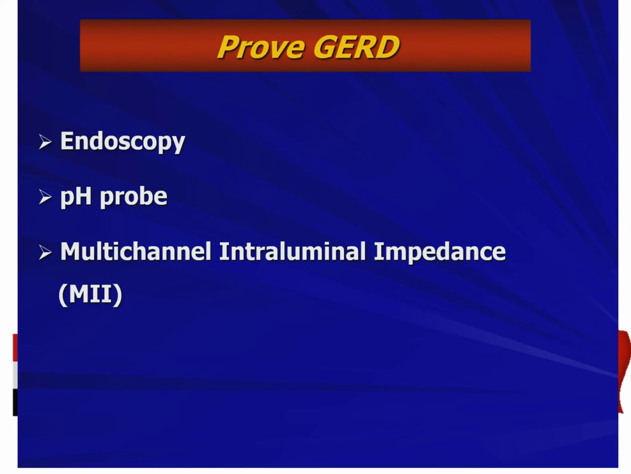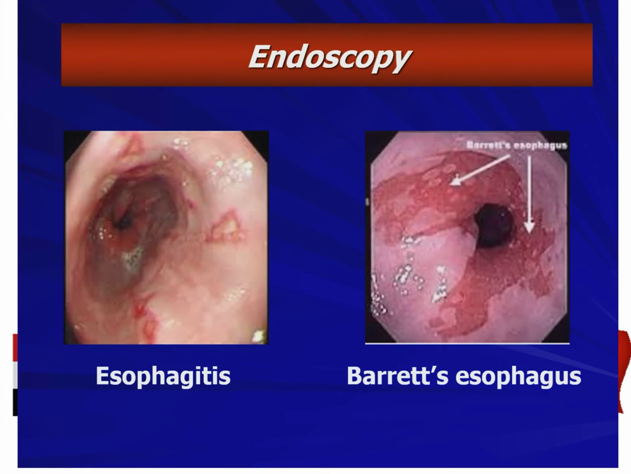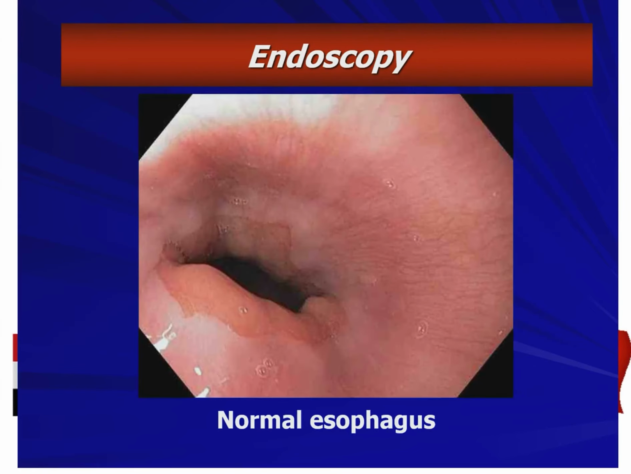If a patient presents with gastroesophageal reflux symptoms, we go on to prove this disease by endoscopy. And if you do endoscopy and you have either one of two pictures, either esophagitis or Barrett's esophagus, this is a sure sign that this patient has gastroesophageal reflux disease.